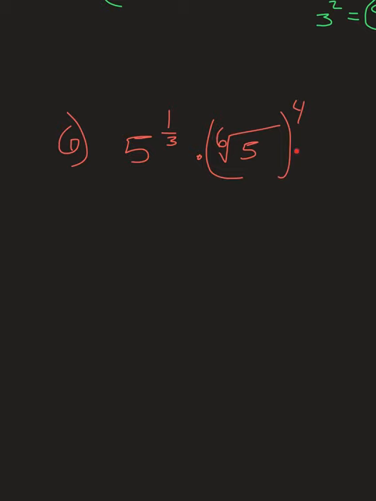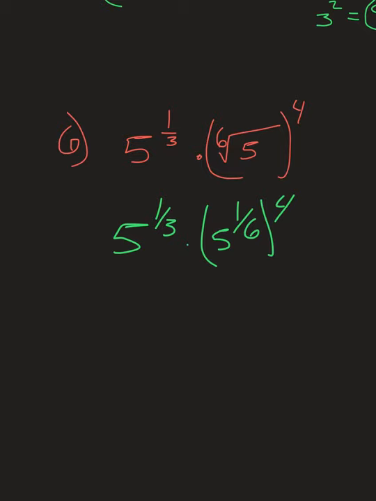This doesn't look that great. So what we're going to do is we're going to simplify 5 to the 6th root, okay? We're going to simplify it to 5 to the 1/3 times 5 to the 1/6 raised to the 4th, okay? We did this because of the fractional exponent rule, okay?